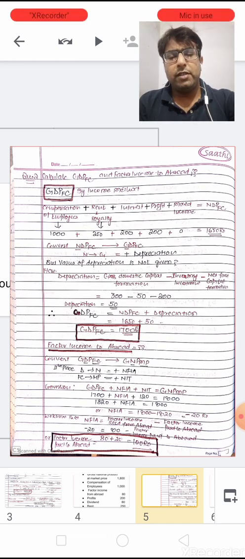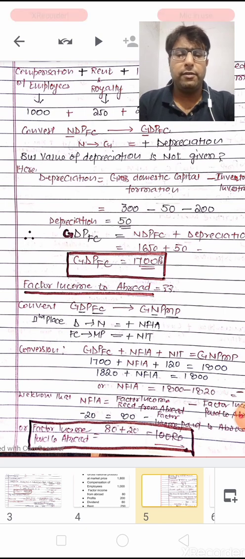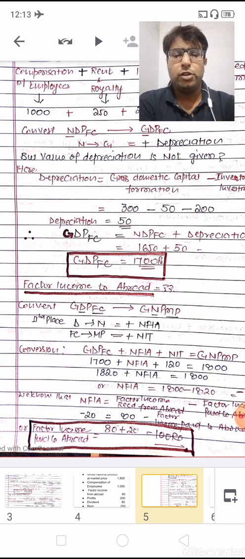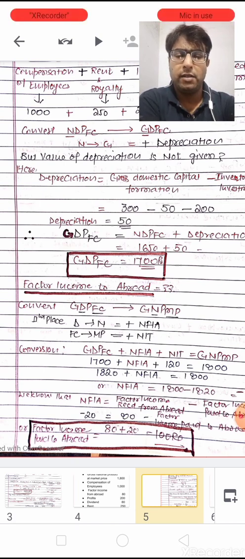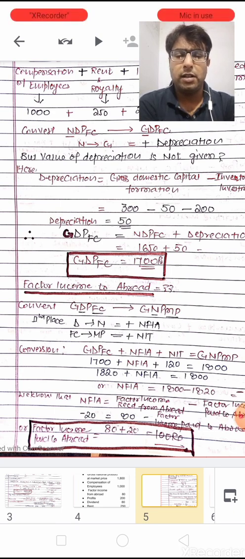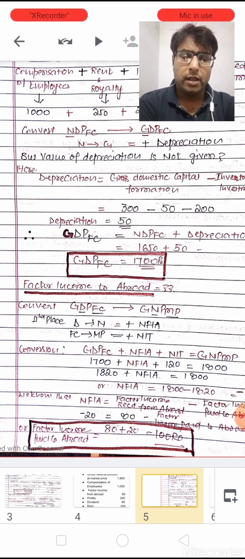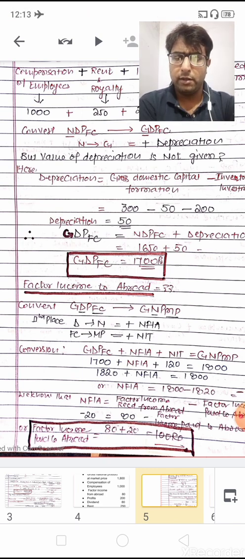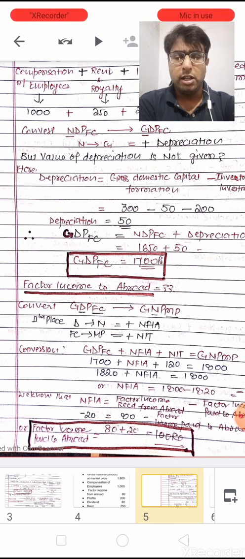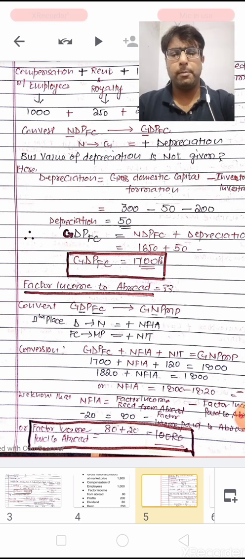Now let us find out the value of factors income paid to abroad. Children, here we have to convert GDPFC to GNPMP, because in this question the value of GNPMP is given, that is 1800. So at the second place we are converting domestic into national, therefore we are adding NFIA, and factor cost to market price we are adding NIT.